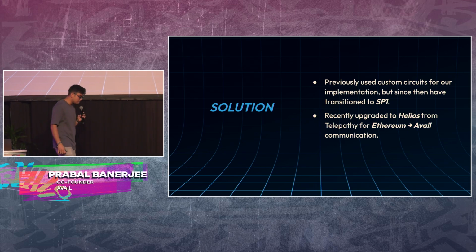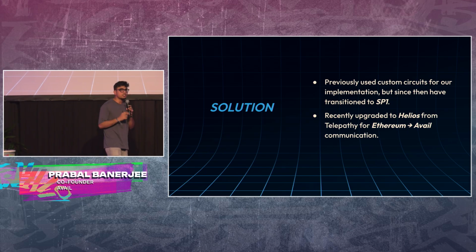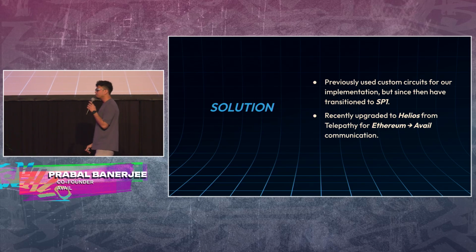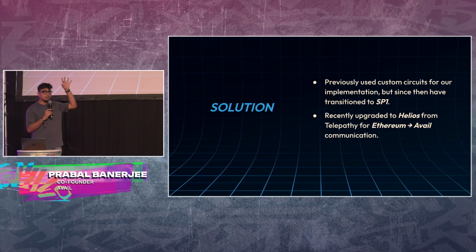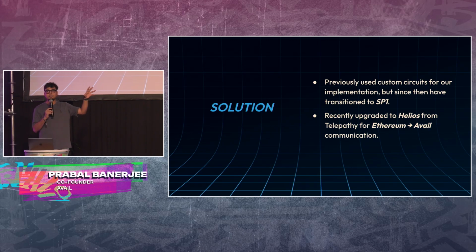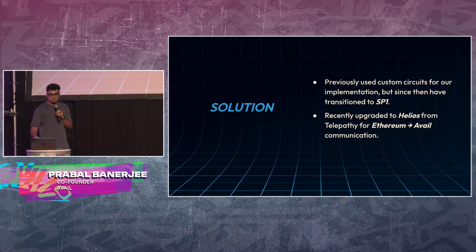SP1 is a general purpose ZK VM which turns your Rust code into a ZK verifiable program. That is what meant that we could take Rust code which verifies GRANDPA and then prove it inside a ZK verifier in any chain of your choice. And as I said before, we moved to Helios from Telepathy on the Ethereum to Avail side.